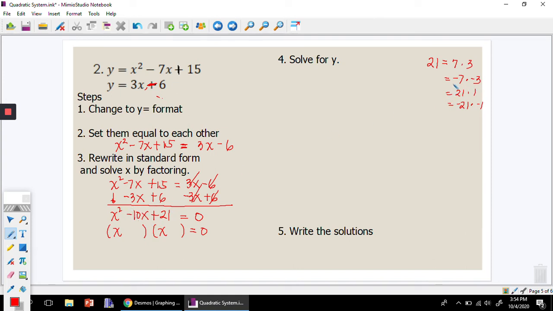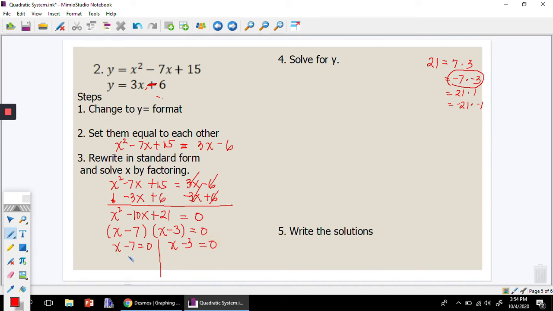So here, you can use negative 7 and negative 3, because negative 7 times negative 3 is positive 21. Negative 7 plus negative 3 is negative 10. So negative 7 and negative 3, right? And then after factoring, you are going to use the zero product property to solve for x. If x minus 3 times x minus 7 is equal to 0, therefore x minus 3 is equal to 0, or x minus 7 is equal to 0. And then we are going to solve for x.